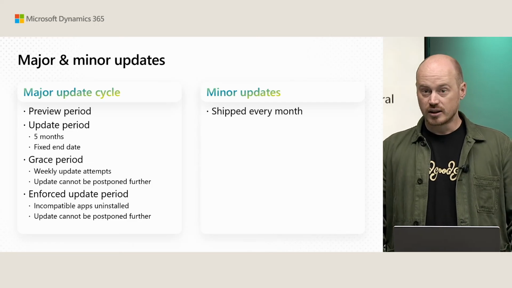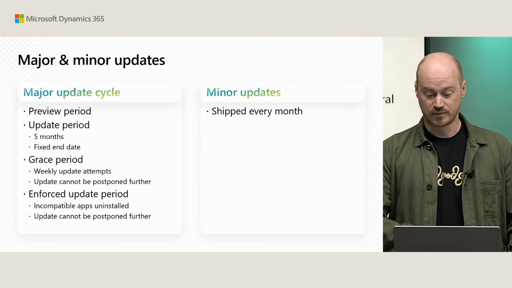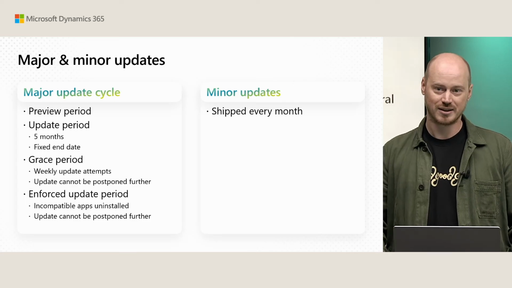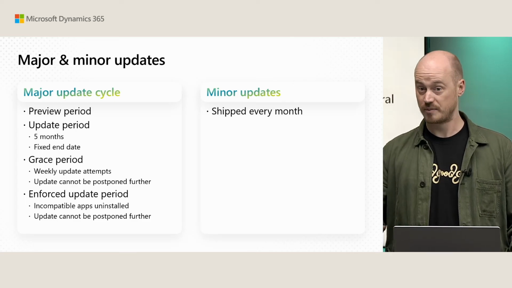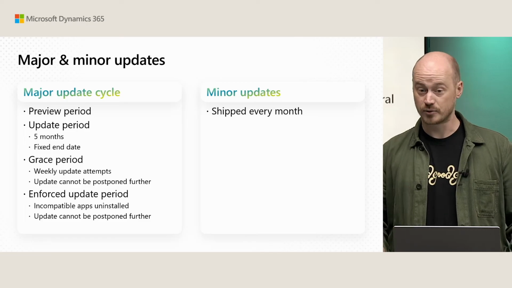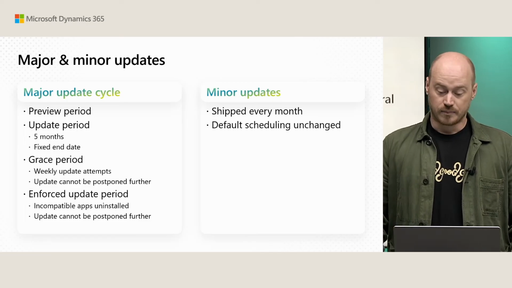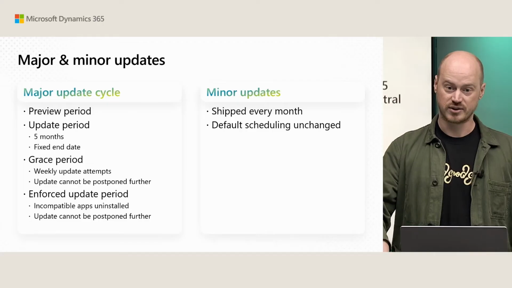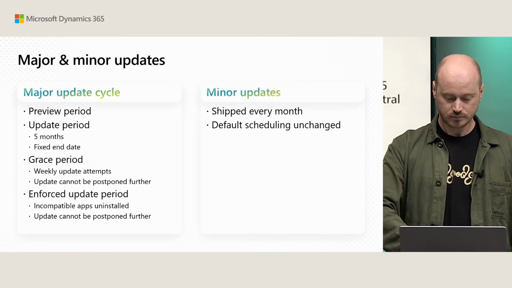Minor updates are the same in 2 ways. So first of all, we'll continue to ship a minor update in every month that we're not shipping a major update. So every month except April and October. The default scheduling of these minor updates is also unchanged. So if you choose not to use any of the Flexible Update Management features, your environment will continue to receive an update every month and it will be installed at the date that Microsoft schedules.